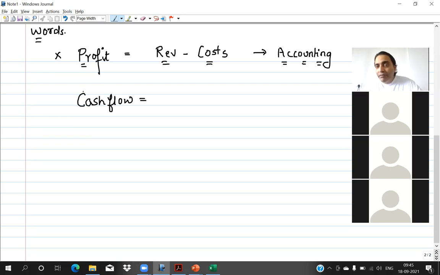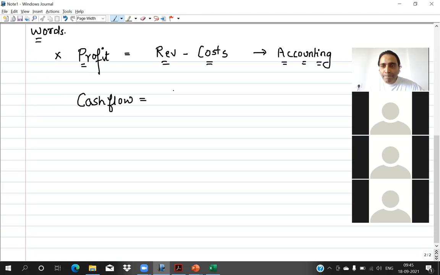Then what is a more reliable figure? The more reliable or the better figure is the cash flow. Why? Number one, you cannot manipulate cash. Or rather, I should say that even if you try to manipulate cash, you can very easily get caught.